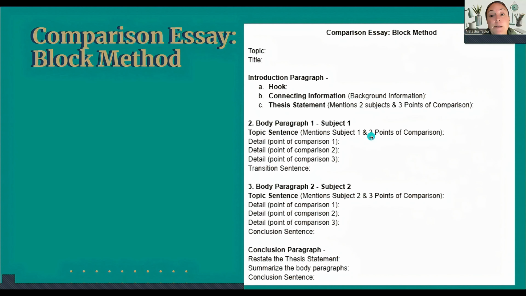So for body paragraph 1, in the topic sentence, you want to mention the first subject and then the 3 points of comparison, and provide details about those 3 points of comparison. And then in body paragraph 2, you want to mention the second subject and the 3 points of comparison, and then the details for those 3 points of comparison. You want 6 to 8 sentences within these body paragraphs. And then you have your conclusion paragraph, where you restate the thesis statement in different wording, you summarize the body paragraphs, and you provide a concluding sentence.